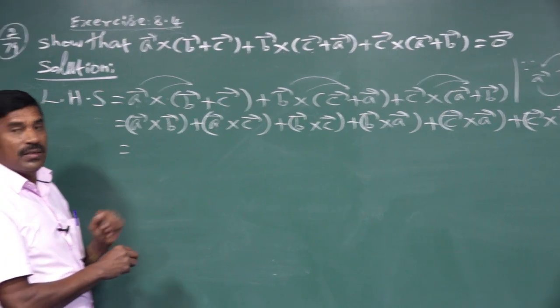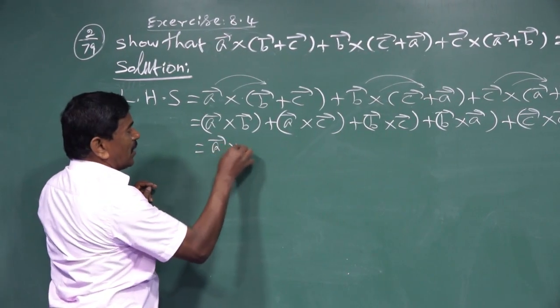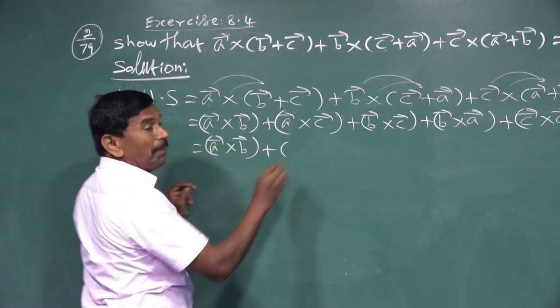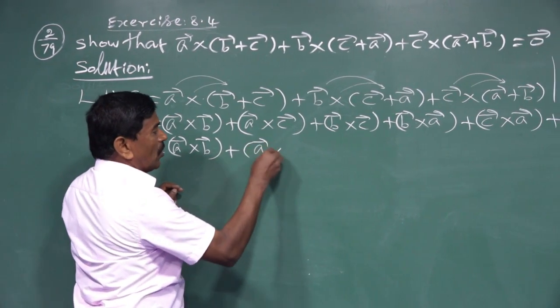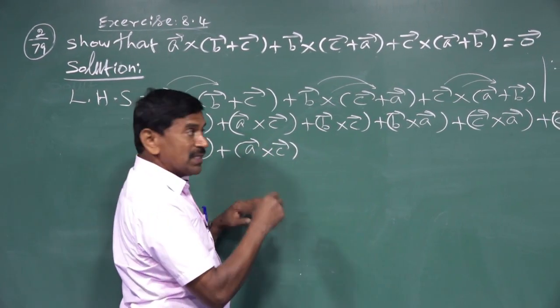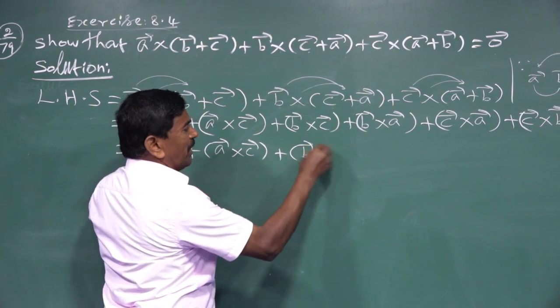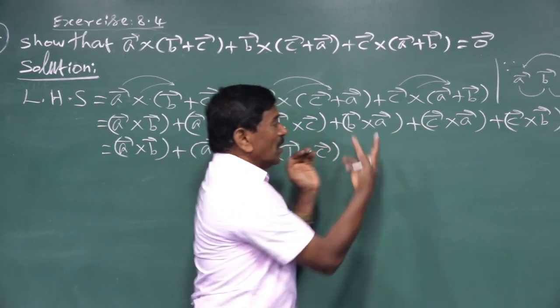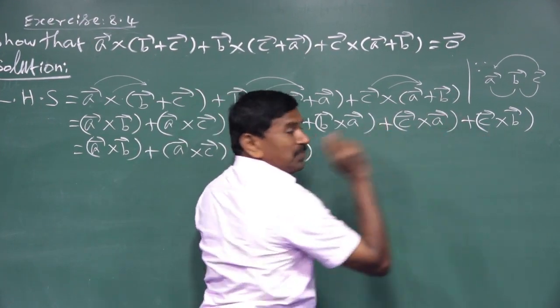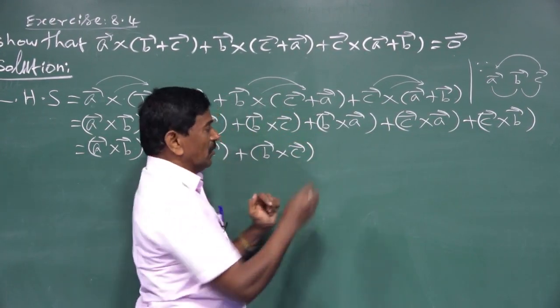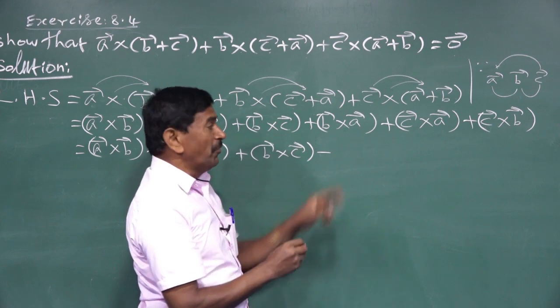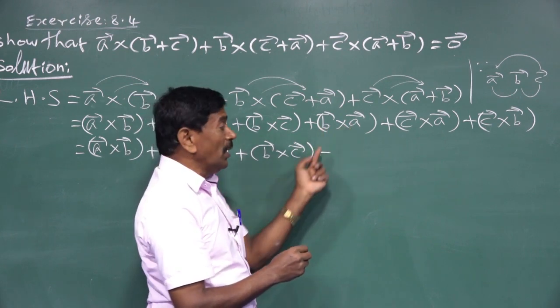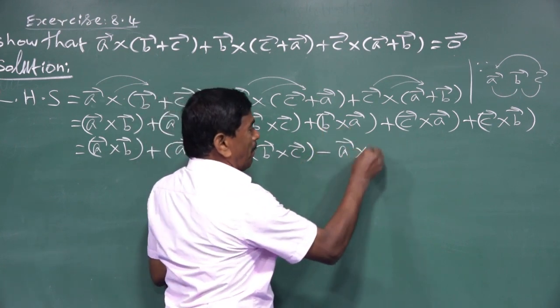Which is equal to? Yes, very good. So A vector cross B vector, first term fixed, plus A vector cross C vector, second term fixed as it is, plus B vector cross C vector, third term fixed. Now the last 3 terms I want to interchange like that. At once we get one negative sign. Okay, start yourself. Minus of, very good. B cross A equal to minus A cross B.